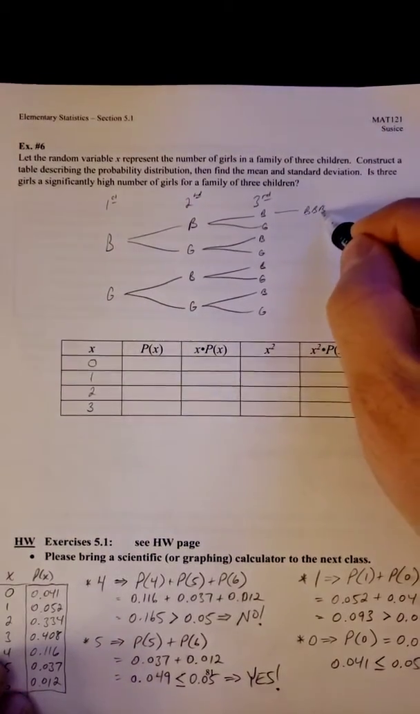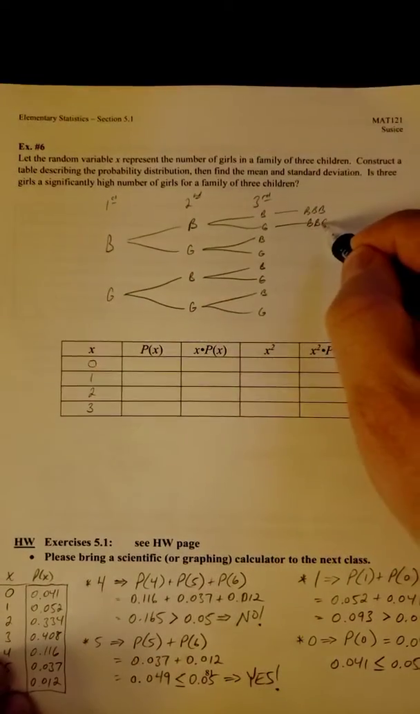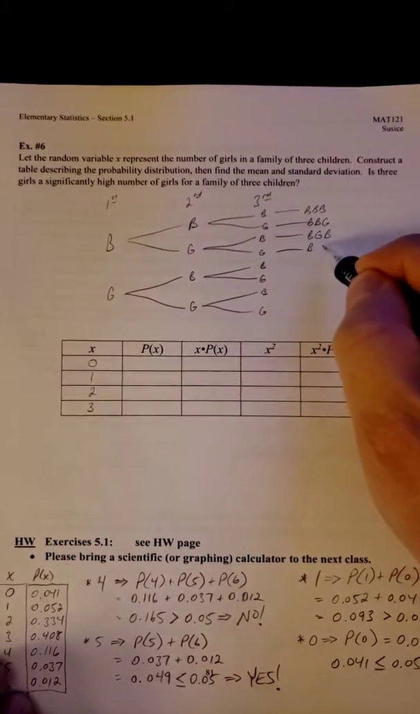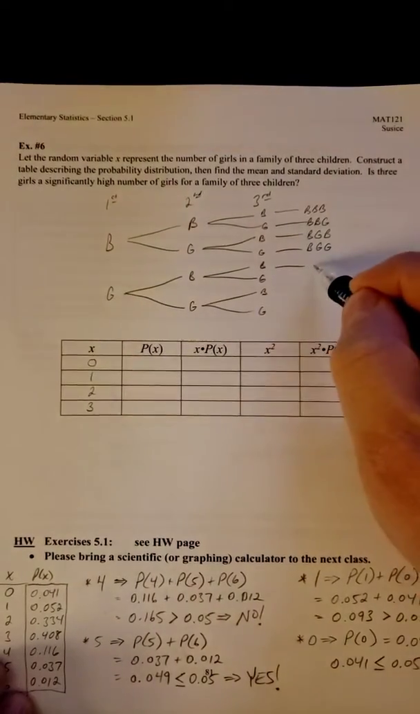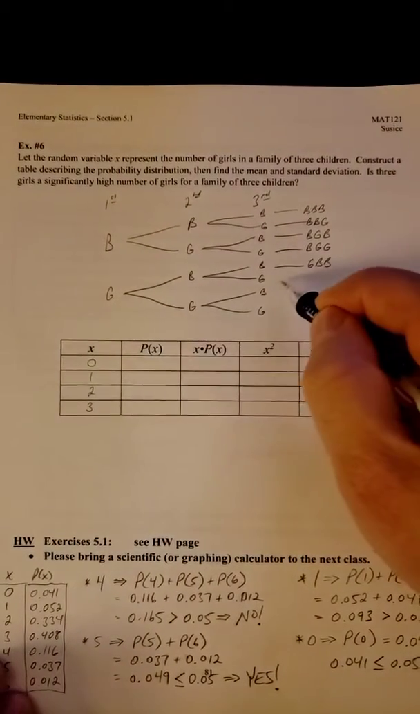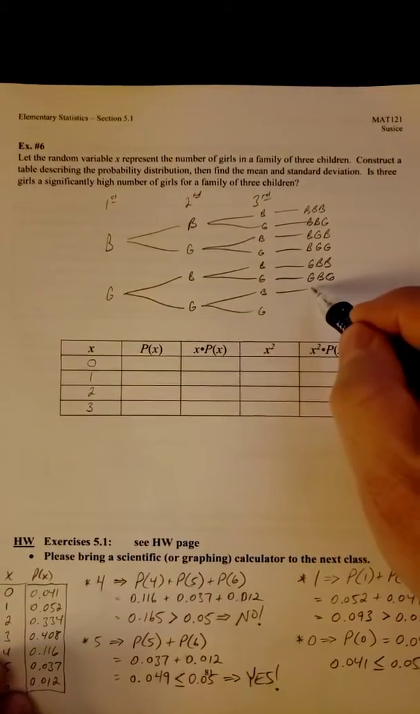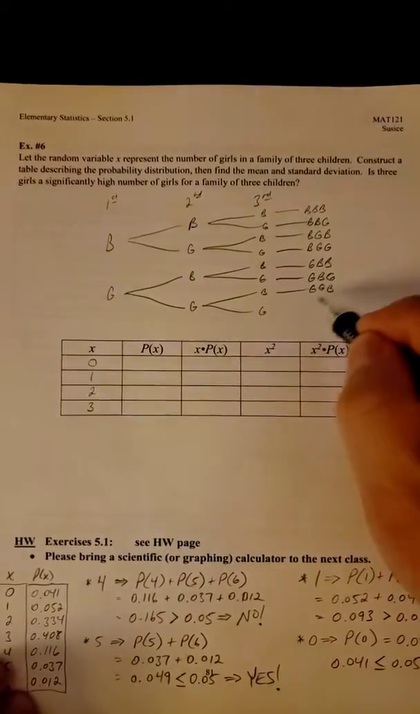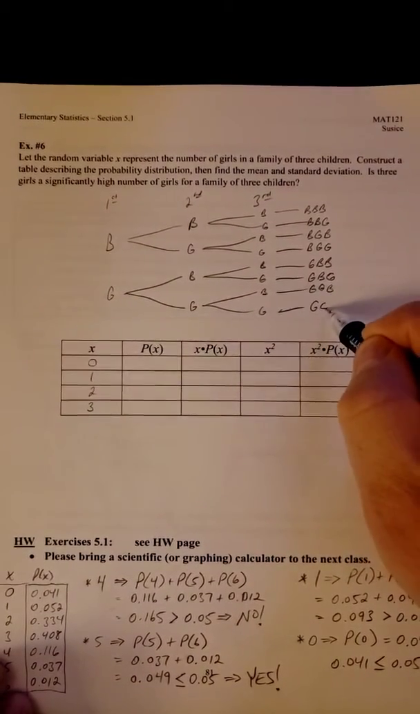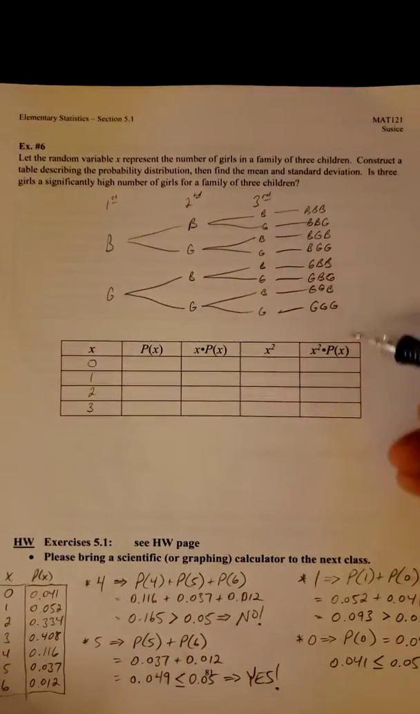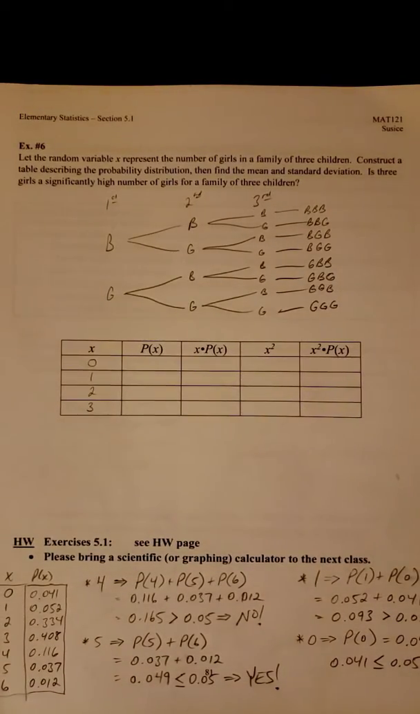So we got boy, boy, boy; boy, boy, girl; boy, girl, boy; boy, girl, girl; girl, boy, boy; girl, boy, girl; girl, girl, boy; and girl, girl, girl. Okay, so now we've got our sample space. We have all of our unique outcomes, so they're all simple events, to go back to the terminology from before.